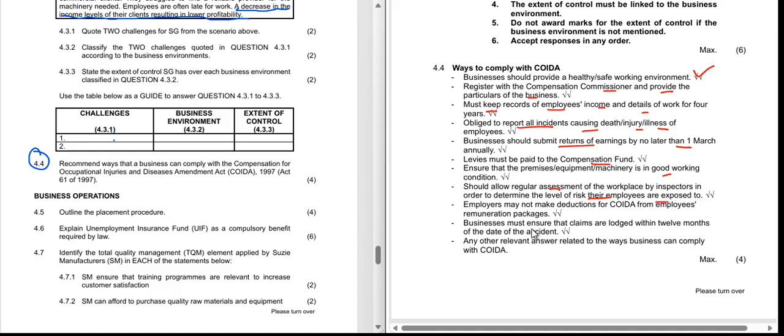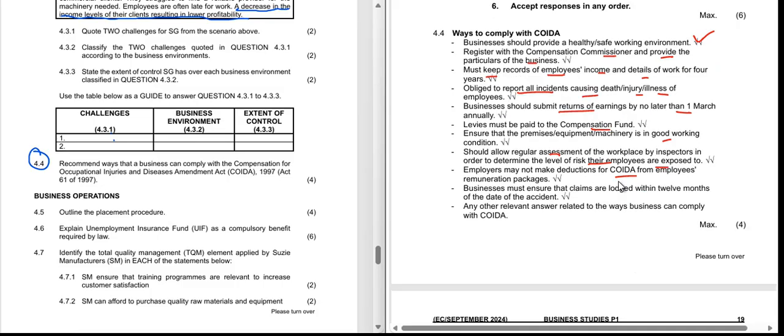Employers may not make deductions for COIDA from the employees' remuneration packages. So all these are the ways in which a business can comply with COIDA. Let's look at 4.5.